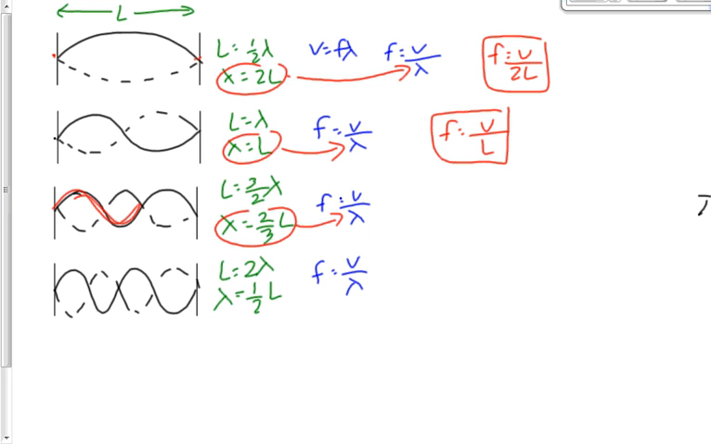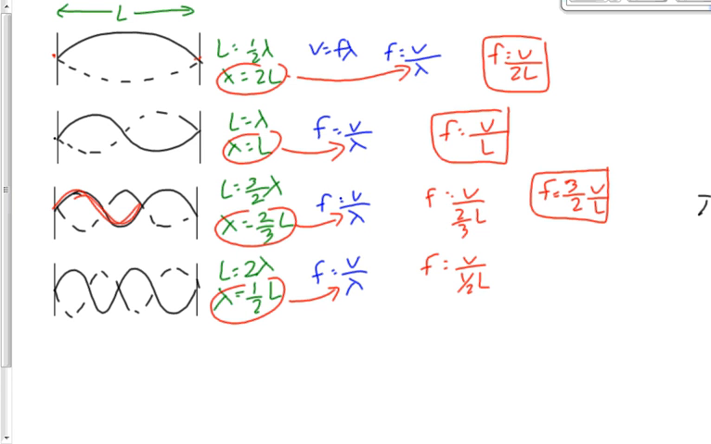Let's sub in 2/3 L. We do this, it becomes F is equal to V over 2/3 L, which we want to simplify a little bit. Dividing by 2/3 is the same thing as multiplying by 3/2. And finally, the last one, F is equal to V over lambda, V over 1/2 L. Subbing in again 1/2 L for lambda. Let's simplify that a little bit. V over 1/2 L is the same thing as saying V times 2 over 1L. So it becomes 2 times V over L.